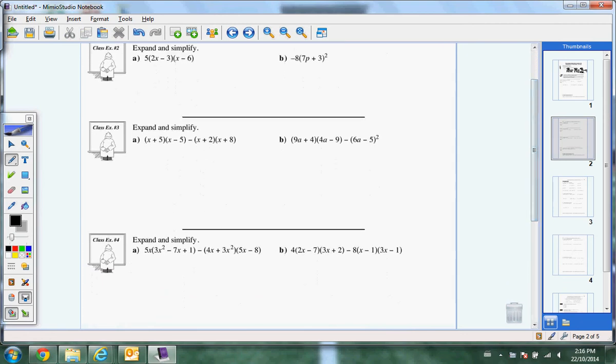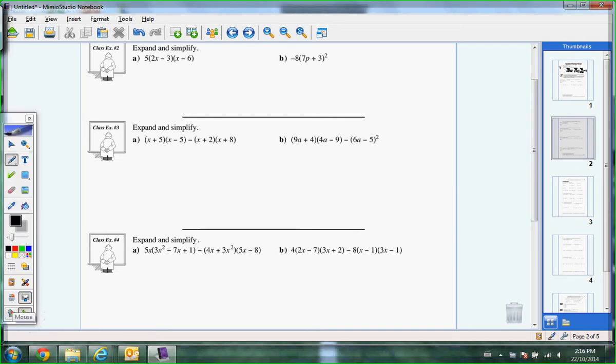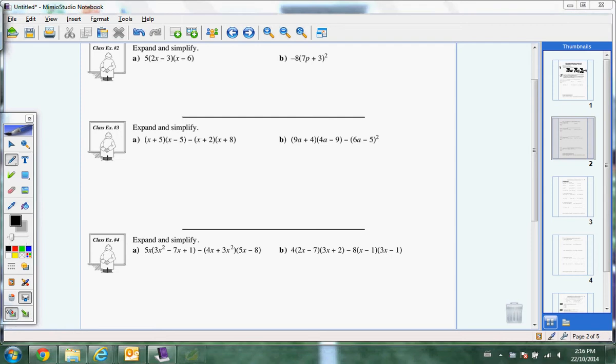Okay, so let's get on to example number 2. All right, so example number 2, we're going to expand and simplify. So what that means is we're going to FOIL these out and then times them all by 5. Okay, you can do it a lot of different ways. You can multiply the 5 right away, or you can FOIL these and then multiply everything by 5. It doesn't matter when or what you do, as long as you do it at least once.